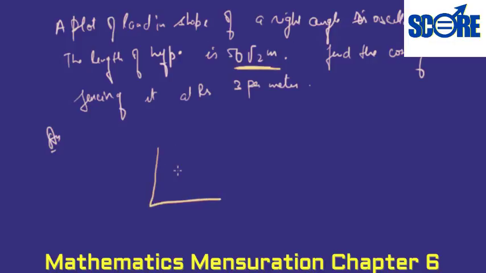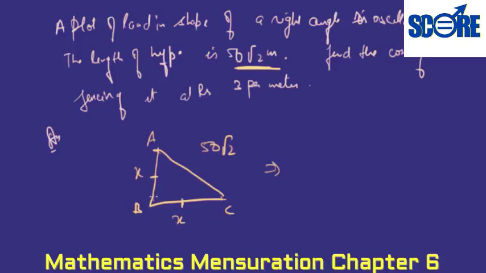Okay, if it is a right angle triangle, let me draw the right angle triangle here. The triangle is triangle ABC, right? Now the length of the hypotenuse is 50 root 2. This is 50 root 2 given, and one more thing is given. It's an isosceles triangle. That means I can say AB equals BC. There is no other way, because AC is the longest, which is the hypotenuse. Therefore, the equal sides have to be AB and BC. Now let's assume that this side is x. Therefore, BC should be x.